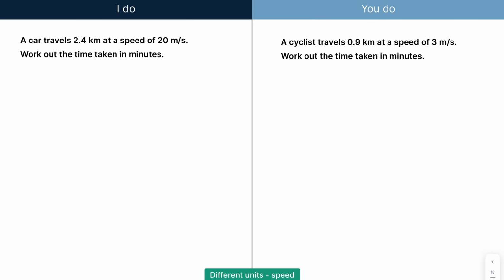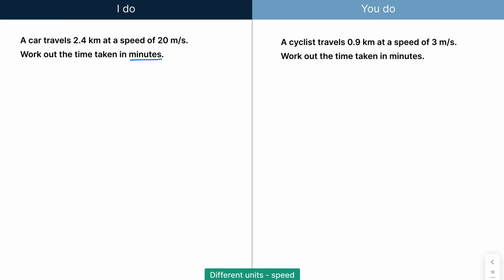Now moving on, we're looking at questions with different units of speed. So here we've been given the distance in kilometers, and we've been given the speed in meters per second, and we've been asked to find the answer in minutes. So there's a few things that are different here. I can see there's minutes here, but then there's seconds there. And I can see there's kilometers here, but then there's meters here. So a few things will need adjusting to get the answer here.